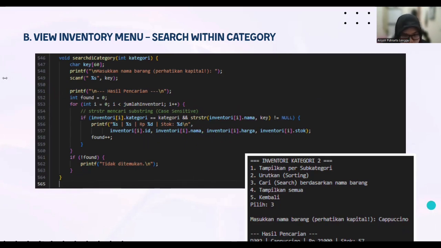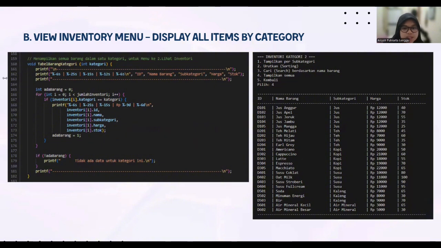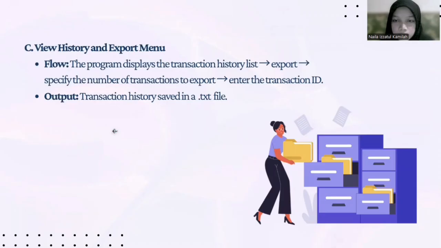This is the output. The last one is to display all items by category. In this choice, we use the tabel barang category void to display all. Similar to tabel barang subcategory, the only difference is that this void is used to display all subcategories of each category. Like the others, this void uses printf, the for looping, and also struct. Now, I'll explain the third menu.